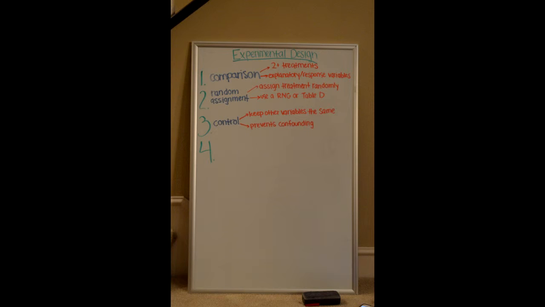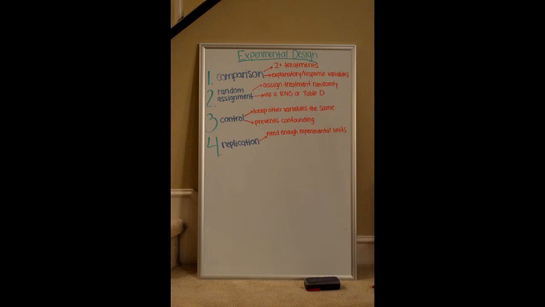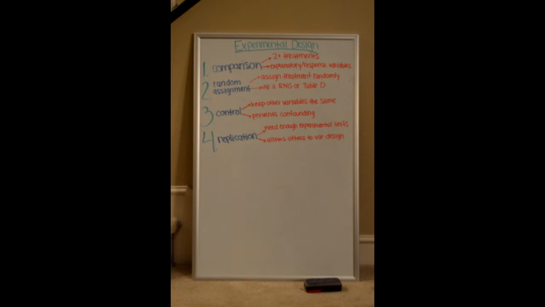The last part of experimental design is replication. It is important to have enough experimental units in the experiment so that it can be applied to a larger group of people. Also, having a reliable procedure and way to collect data will allow others to reproduce the experiment and test your claims themselves.